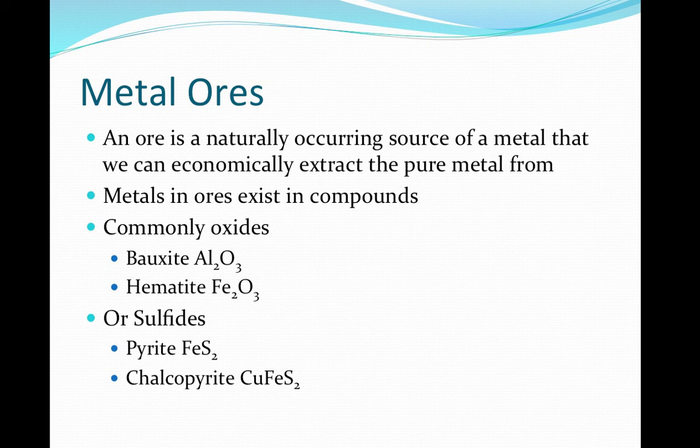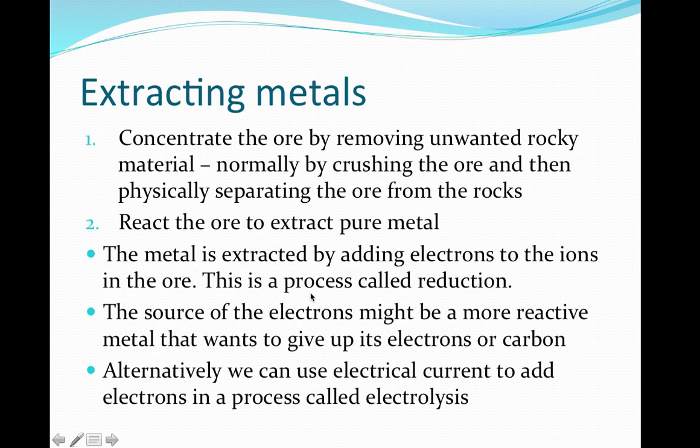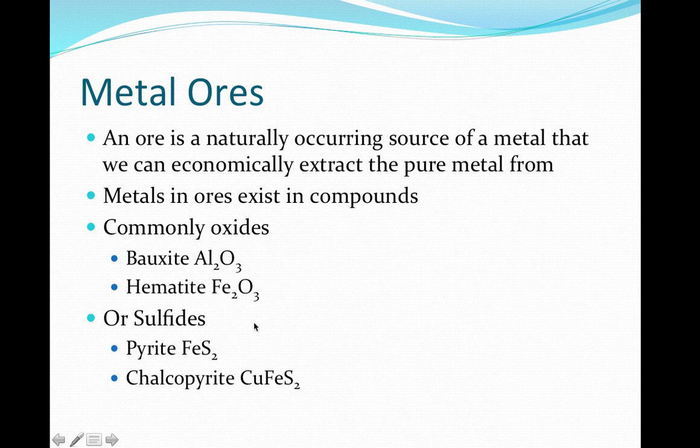But ones that react much more readily, like aluminium for instance, would exist as a compound. So commonly you might see them as oxides. So bauxite is aluminium oxide, hematite is iron(III) oxide. You might also find them as sulfides. So you can find iron sulfide, or iron(II) sulfide, or you can find it as something which is a bit more complex. So this is an ore which has got both copper and iron in it, as well as a sulfide. I'm not going to try and pronounce it.